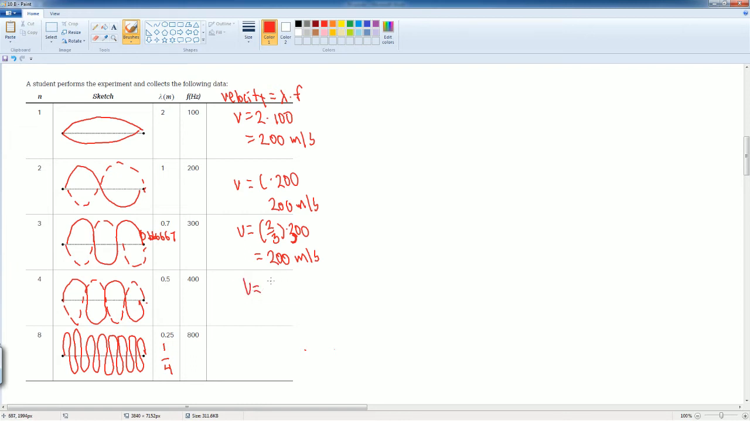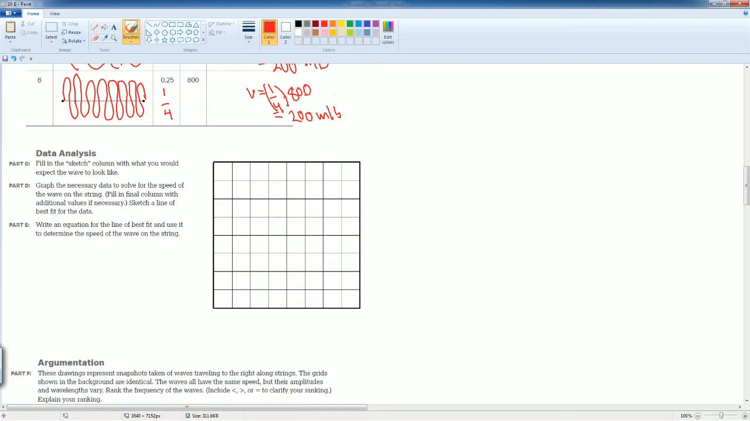Velocity equals 0.5, so you could do a half times 400. I'm just turning it into a fraction to make it exact. Meters per second. 1/4 times 800 equals 200 meters per second. You see, easy, right? Easy.